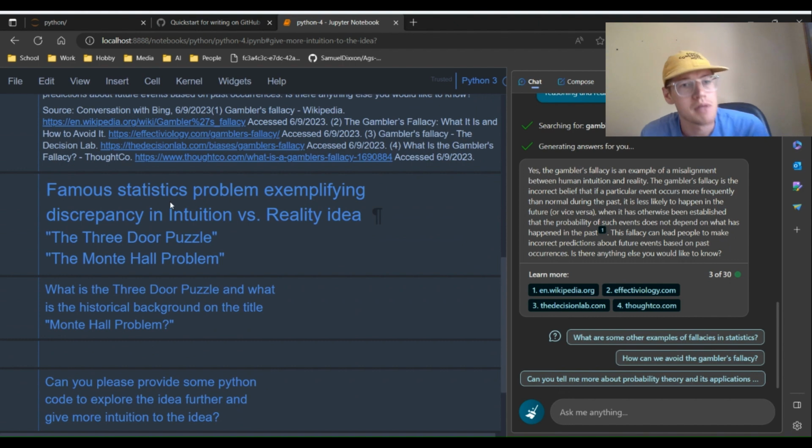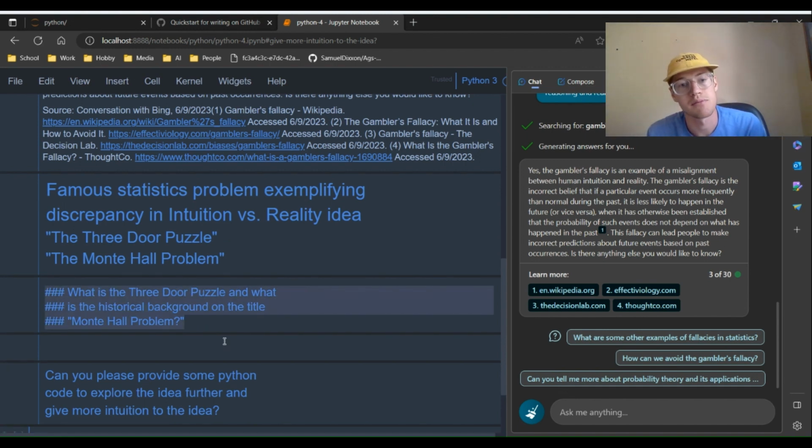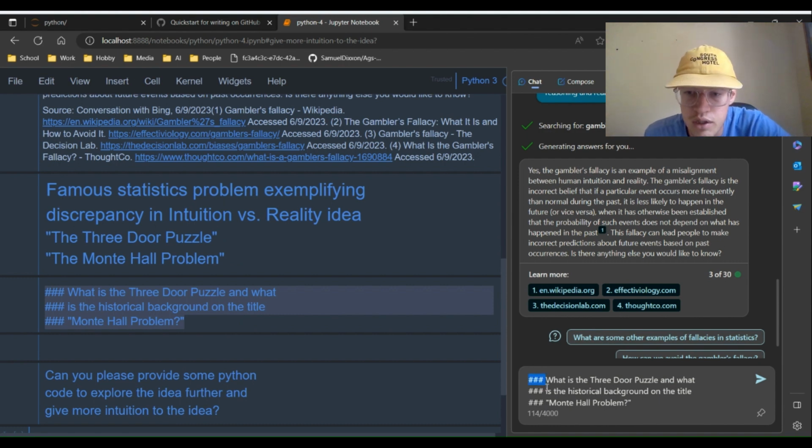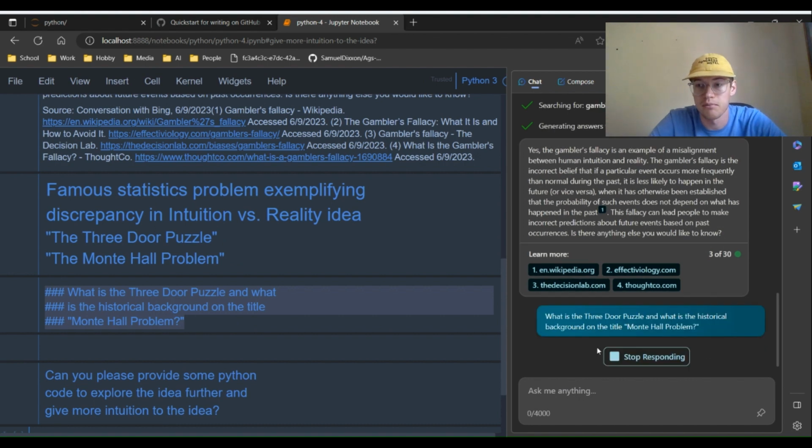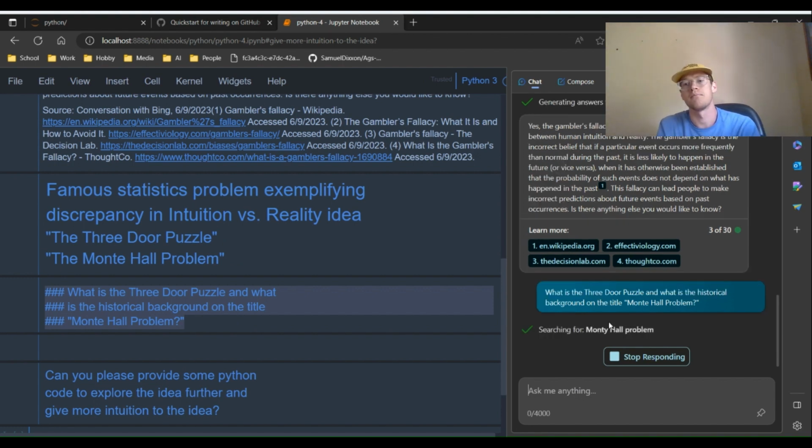Awesome. So, famous statistics problem exemplifying, right. I mentioned it before. The three door puzzle is one more example where I'll be exploring this multidisciplinary learning, which I think is helpful with regards to Python and coding being a way that we can further understand and explore in more depth, computationally, quantitative data that can support our claim. So my first question is, what is the three door puzzle and what is the historical background on the title Monte Hall problem?